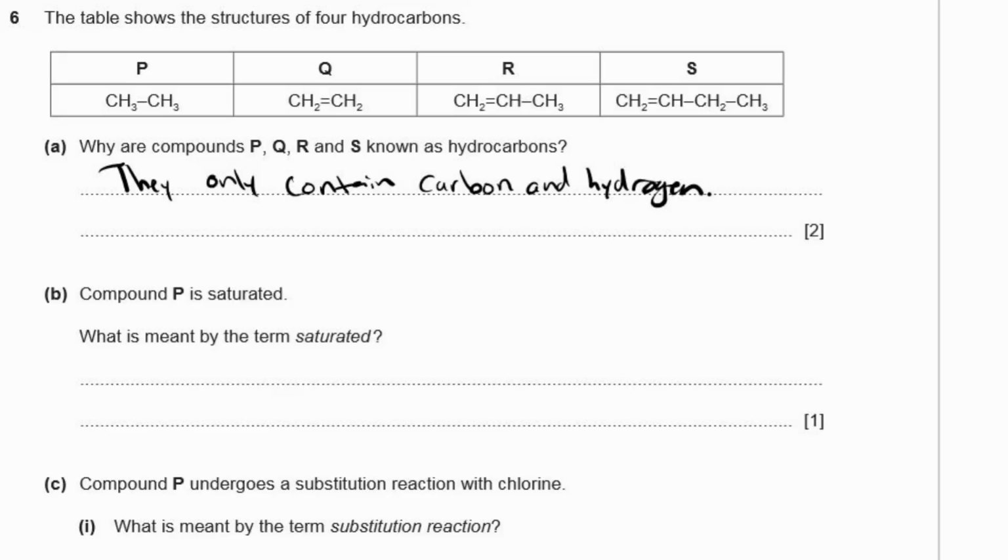B. Compound P is saturated. What is meant by the term saturated? Well, as you can see in compound P, there is one single bond, C. Compound Q has a double bond, R has a double bond, and S has a double bond. So saturated means that there are only single bonds. So it only has single carbon-to-carbon bonds.